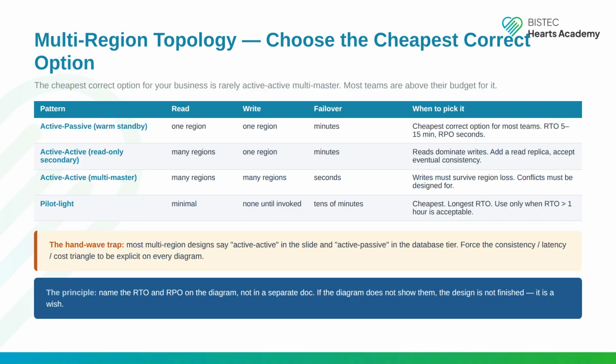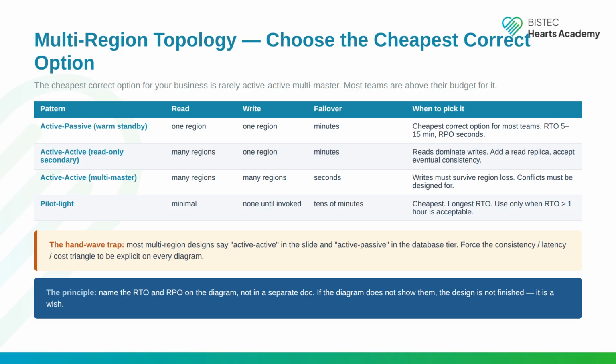Pilot light: minimal reads, no writes until invoked, failover in tens of minutes. The cheapest. Longest RTO. Use only when RTO greater than 1 hour is acceptable. Most teams over-engineer for RTO 5 minutes, when their business would survive an RTO of 4 hours just fine.